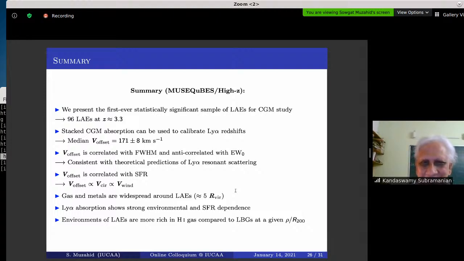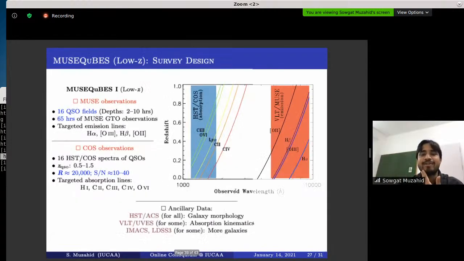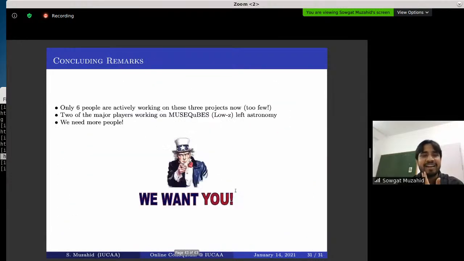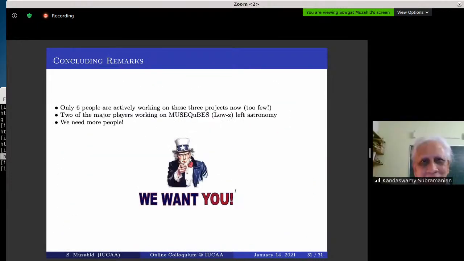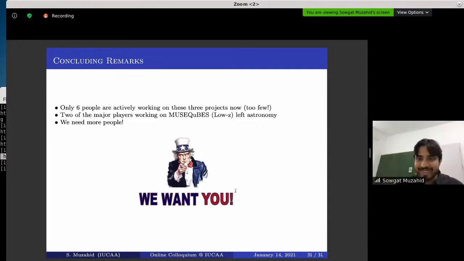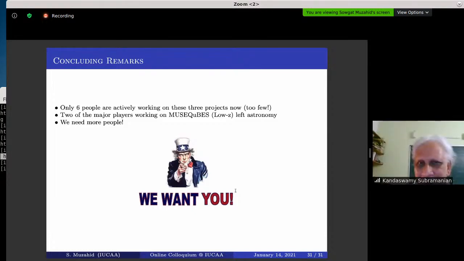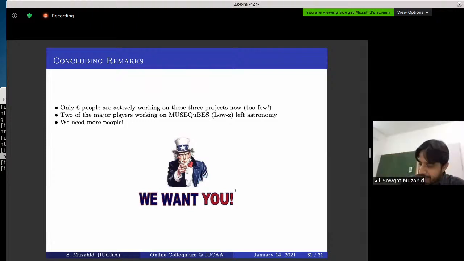So if there are no other questions, I'll just go to my last slide. Sowgat, there is just one more question in the chat box, by Manami Roy: do you see any metals beyond the virial radius? Metals beyond the virial radius, yes, because we do see stacked carbon absorption, and it's a clean detection beyond 3 sigma at least. So the answer is yes.